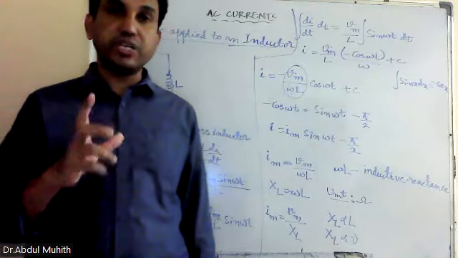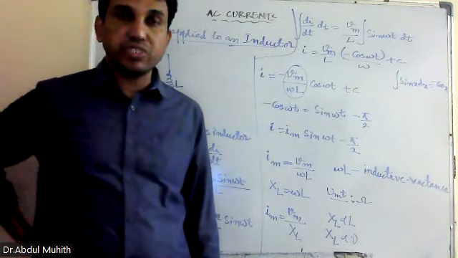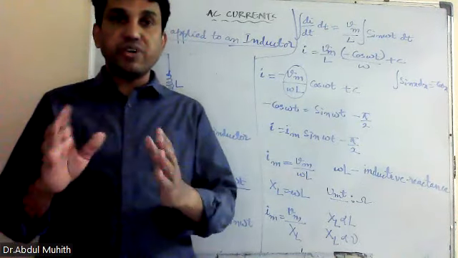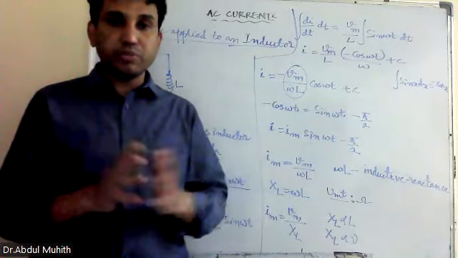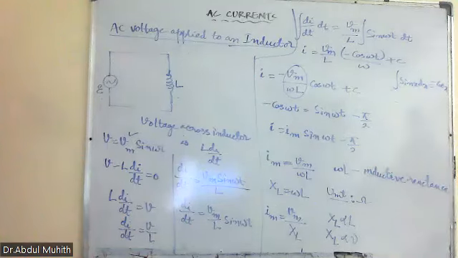Now, what is a phasor diagram? This we did in the previous class. A phasor diagram is the representation of a wave on a circle.